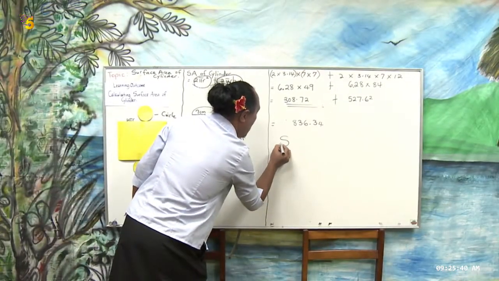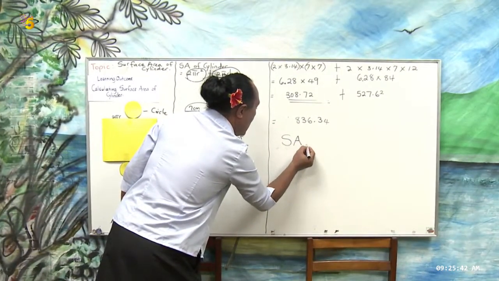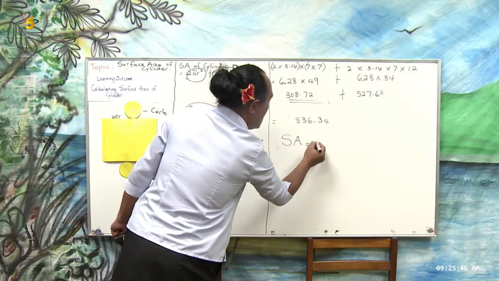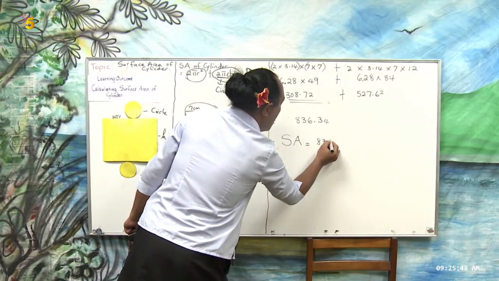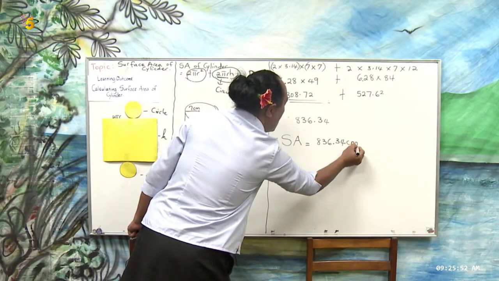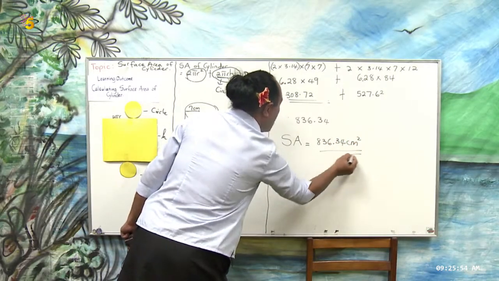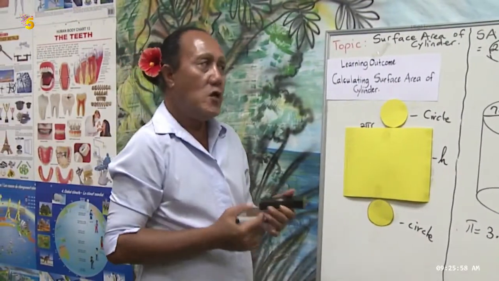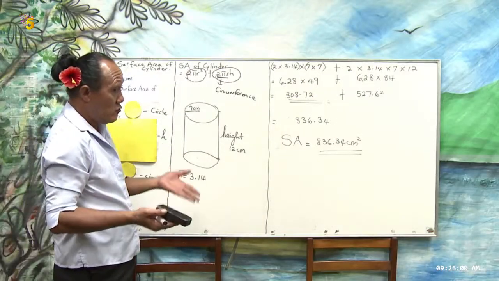To see the S line, capital letter S and capital letter A for surface area, which is equal to 836.34 centimeter square. And this is the answer for our surface area. Okay, let's go back here, children, before I give you your work to do.